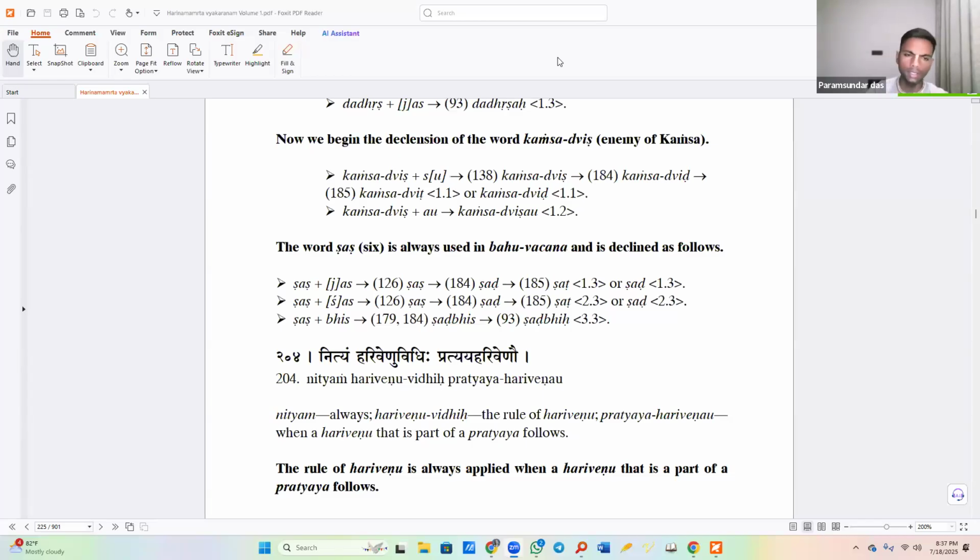Shash, which means 6. Again, it's declined in Bahuvachana only. Shash plus jas. Shanant Sankhyath Kateshcha jas Shasor Maharah Swarthi. Deletion of jas and shas. So we get shash, shasedo. Vishnudasa se Harikamlam Avirame, shat or shat.